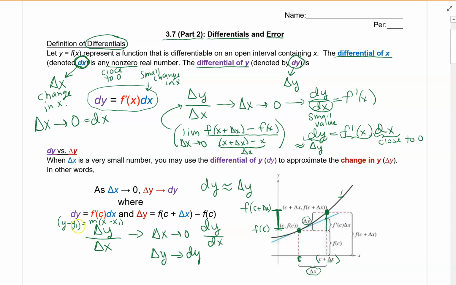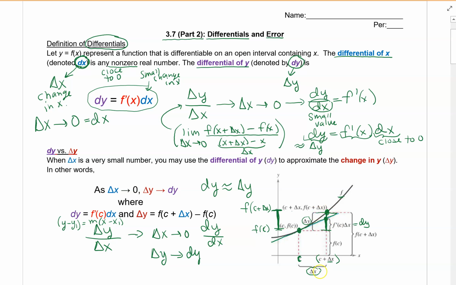dy would be the change in the two y values from c to c plus delta x on the tangent line. So it's like this length right here. Because you can see the tangent line is a decent approximation for the function for values close to c. So I just moved a little bit to the right of c. I have this point on the tangent line. You can see that that little dy right here is not much different than the full delta y, which went from here to here.